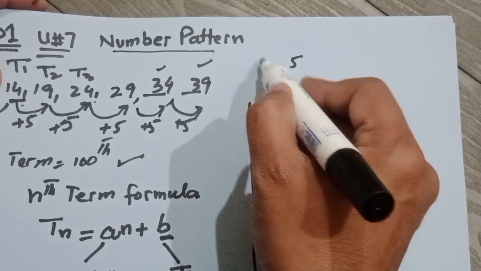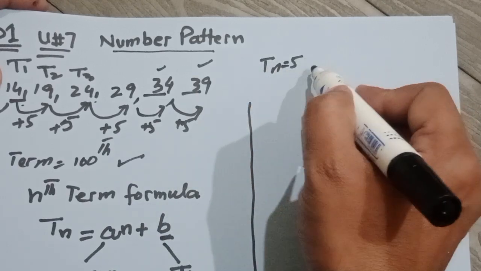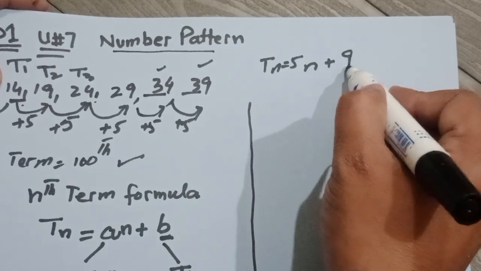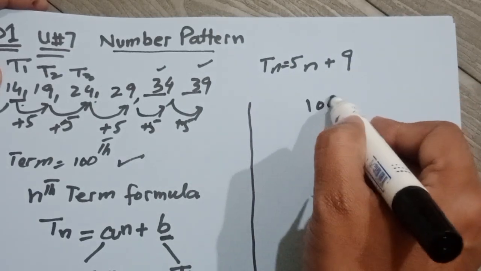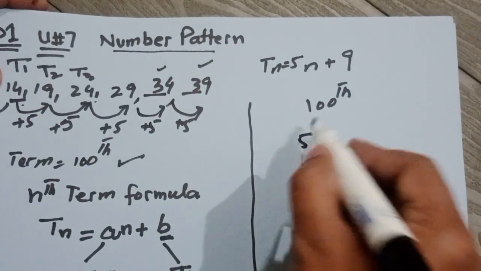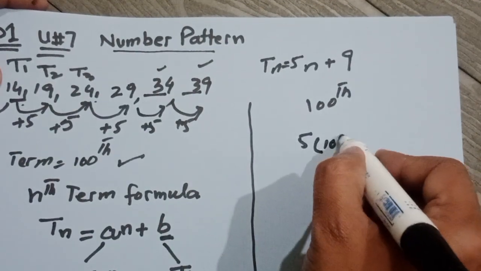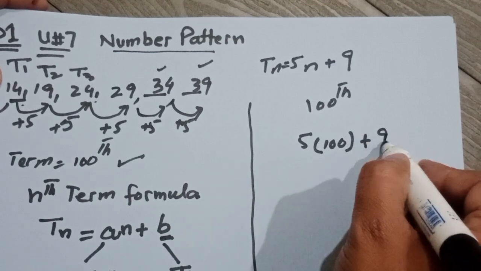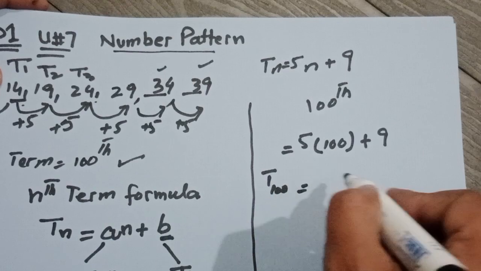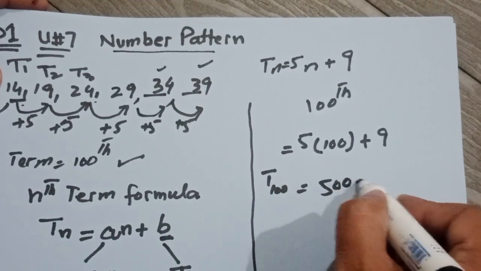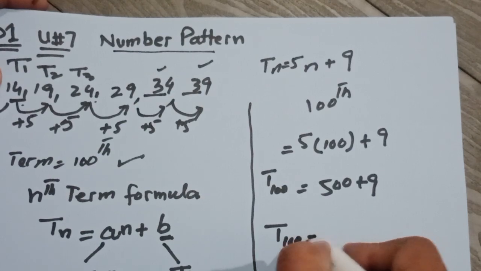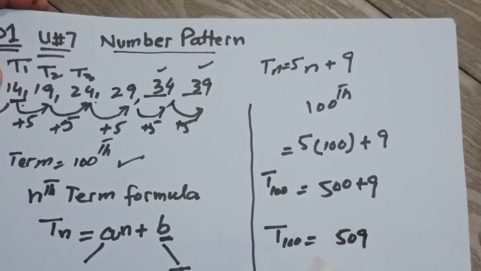The formula is Tn equals 5n plus 9, and we need to calculate the 100th term. So it means 5 times 100 plus 9. So T100 will be 500 plus 9. So the 100th term for that sequence is 509.